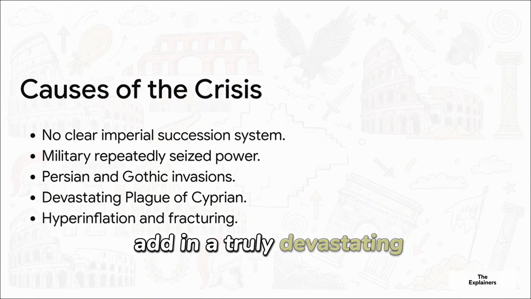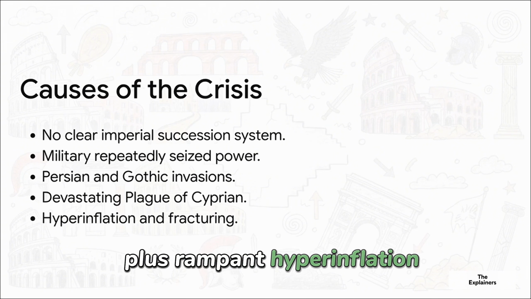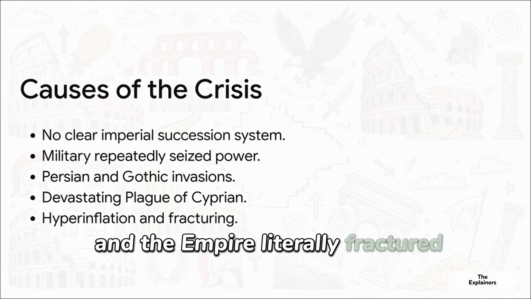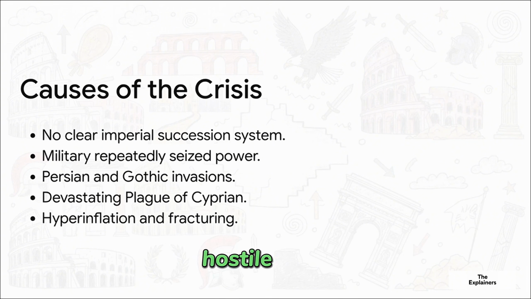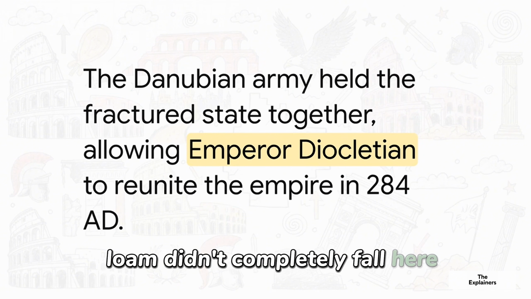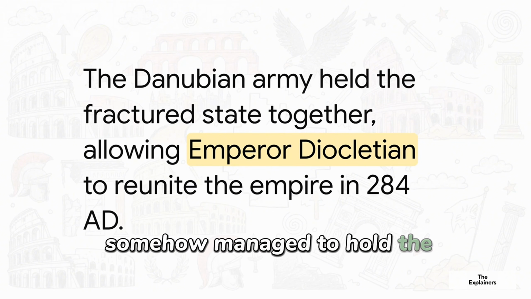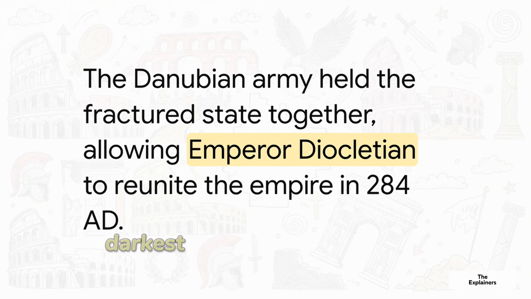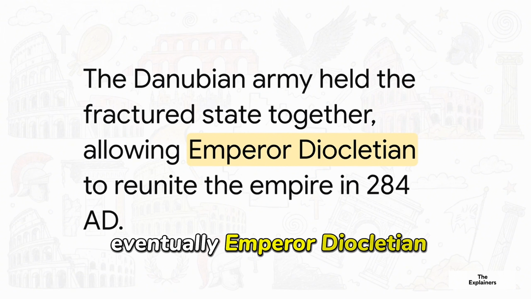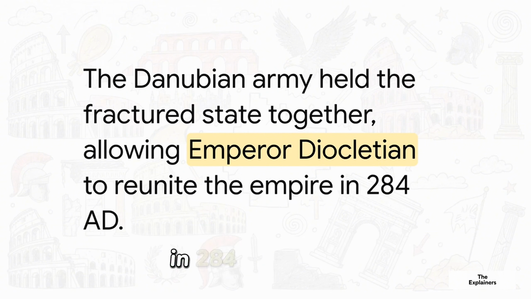Add in a truly devastating demographic hit from a pandemic known as the Plague of Cyprian, plus rampant hyperinflation driven by the need to constantly pay these warring armies, and the empire literally fractured into 3 competing, hostile states. Now, amazingly, Rome didn't completely fall here. The incredibly tough core Danubian army somehow managed to hold the center together through the absolute darkest years of pestilence and invasion. Eventually, Emperor Diocletian comes along and manages to reunite and completely transform the state in 284 AD.